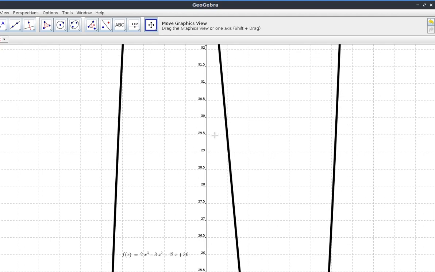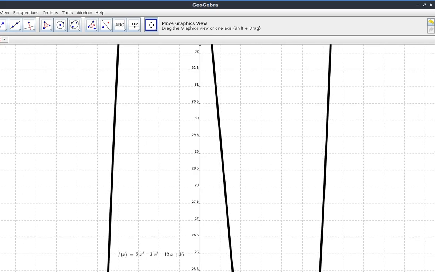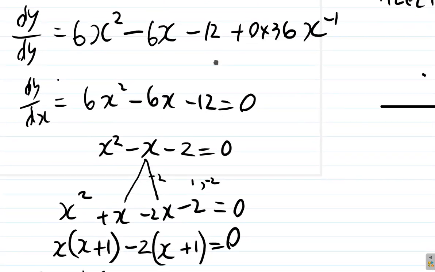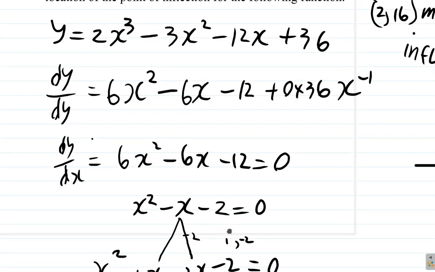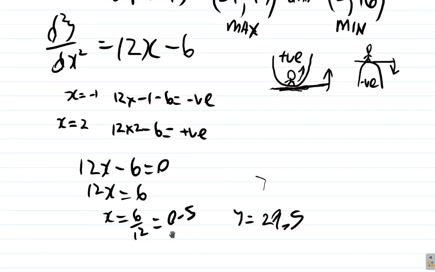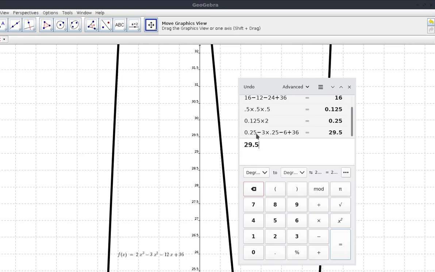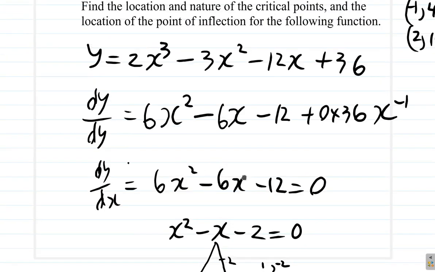So we're at 29 and a half. So it's half, 29.5. So we have 12x minus 6, which is a positive 6 over 12, half, and then 29 and a half, 29.5. Now let's look back at our calculator, make sure everything is okay, and our function as well.